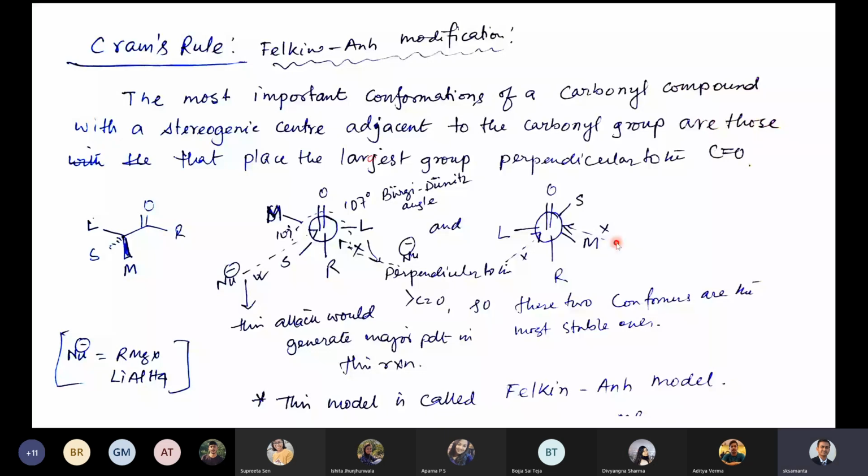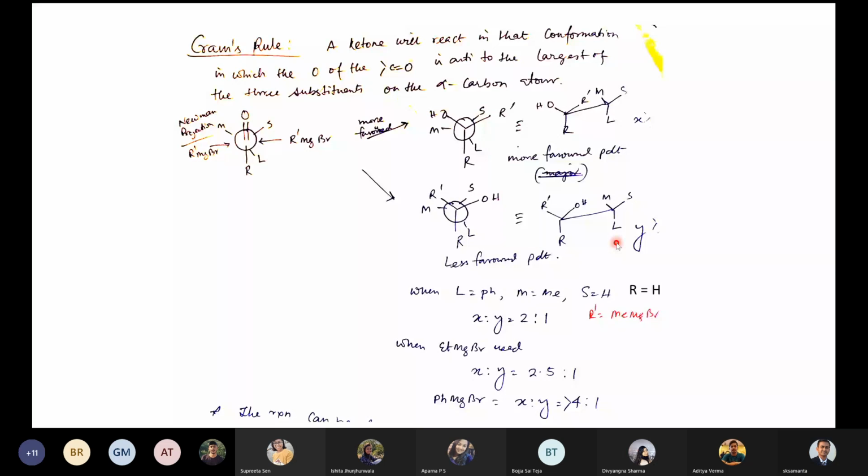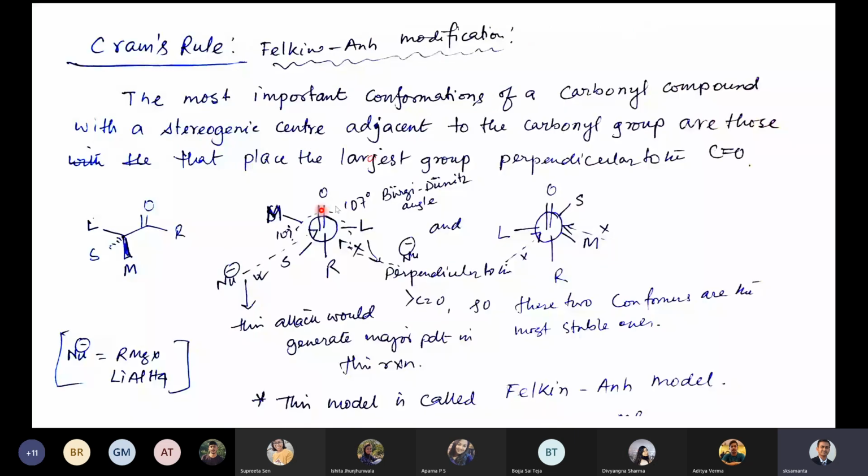It's basically nothing but the same. In this case, the attack that happens from here is the major one because you have the smallest group here, and the minor product happens from here, where you have the medium group. Okay. So you have two possibilities for two different conformations. In this case, the attack will be major because you have the smallest group here. In this case, the attack will be minor because you have the medium group here. Got it? Clear? Sir, are they saying the same thing or are they saying different things?